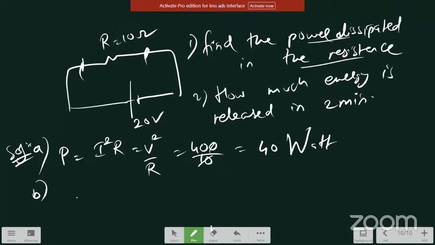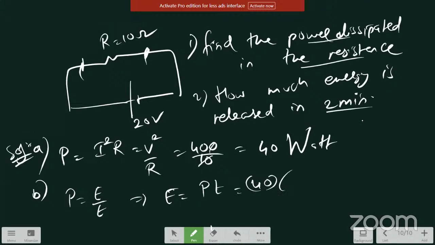We know power is equal to E by T, energy per unit time. If I am asked E, then what I will do is simply P into T. What is the power? 40 times how much? 2 minutes, right? If I convert it into seconds, it will be 120 seconds, right? And I will get the answer to be 4800 joules or 4.8 kilojoules, right?